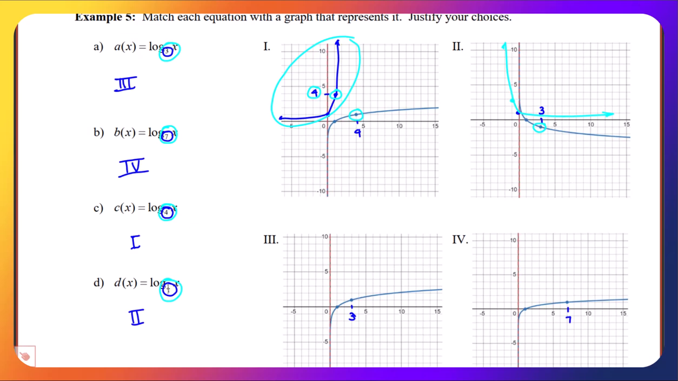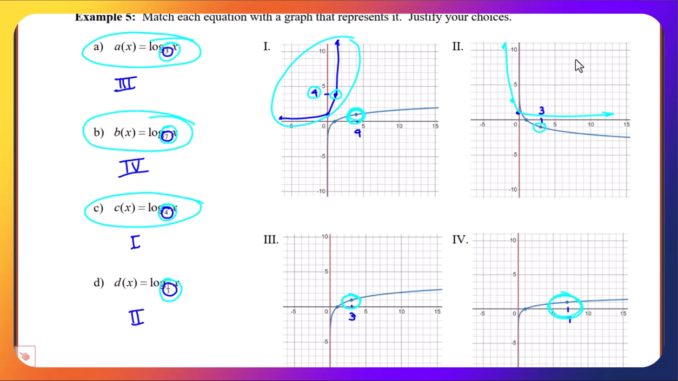And so, since this is 4, that's the one with a base of 4. If this is 3, that's the one with the base of 3. If this is 7, that's the one with the base of 7. This one is flipped, and that's why the base is 1/3, and that's choice 2.